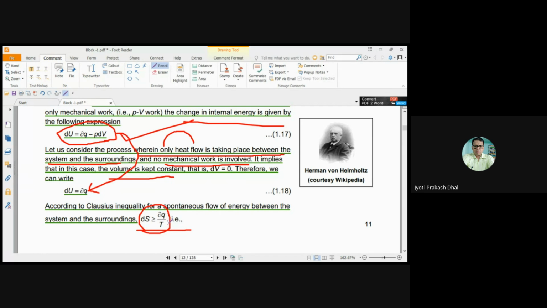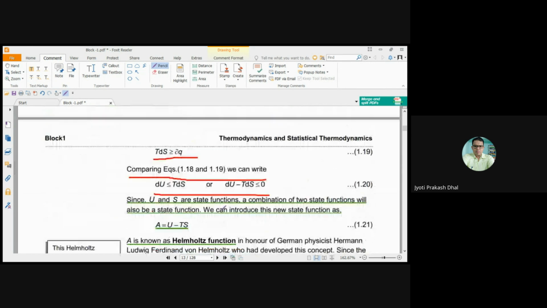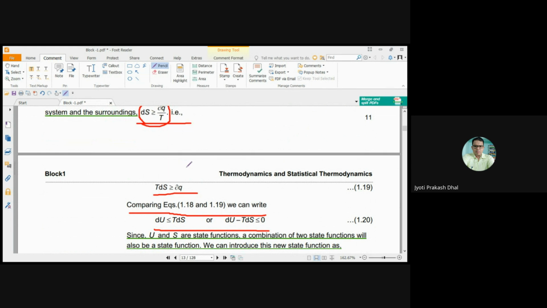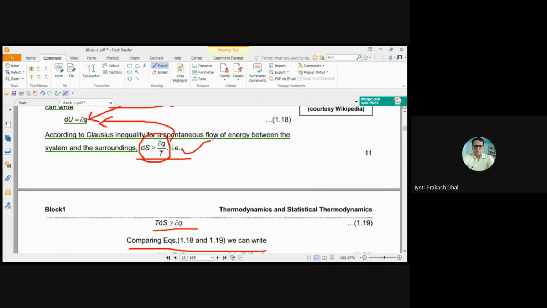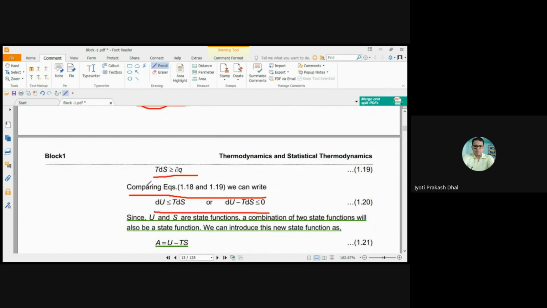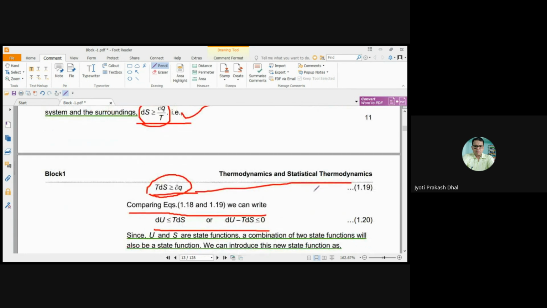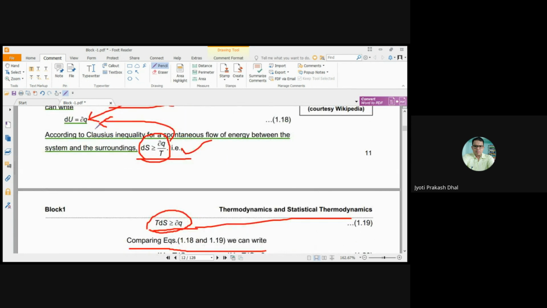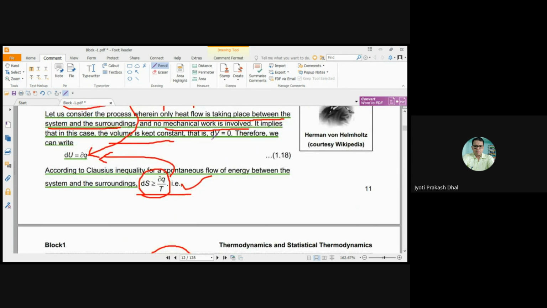So if we consider the Clausius inequalities in this condition where no mechanical work is involved and the volume of the system is kept constant, from the Clausius inequality, that is dS is greater than or equal to del q divided by T, we can write TdS is greater than or equal to del q. So this is equation 1.19.